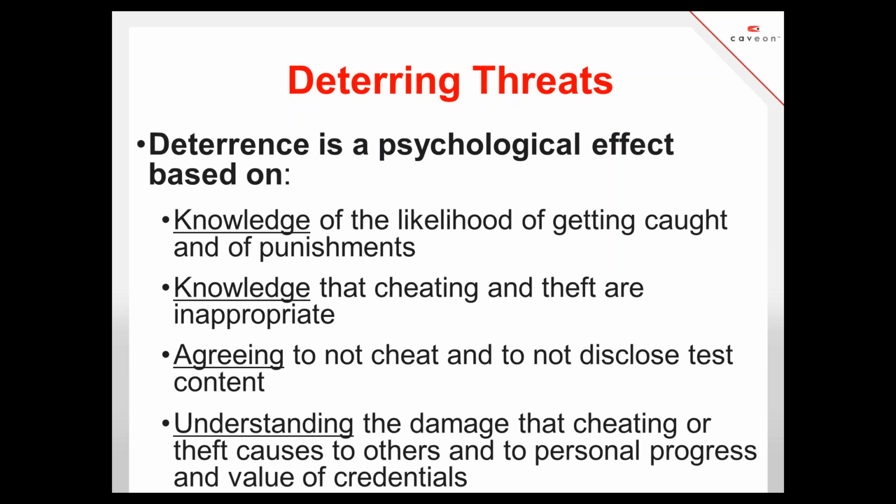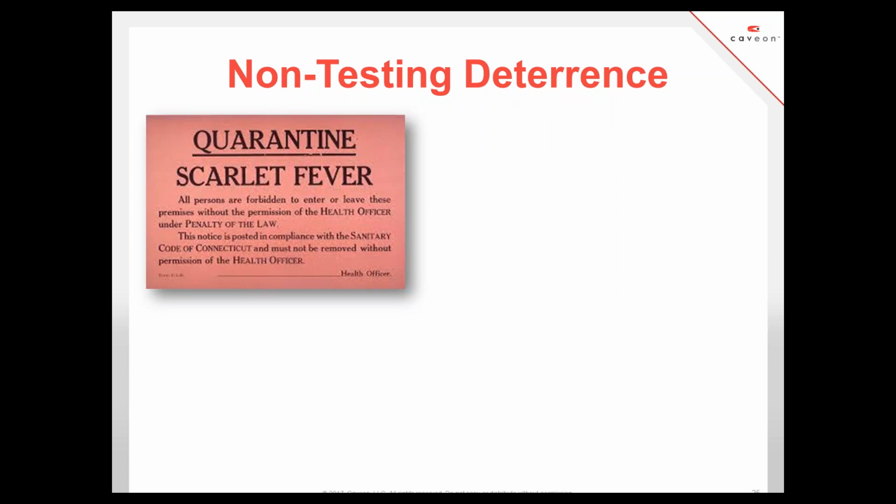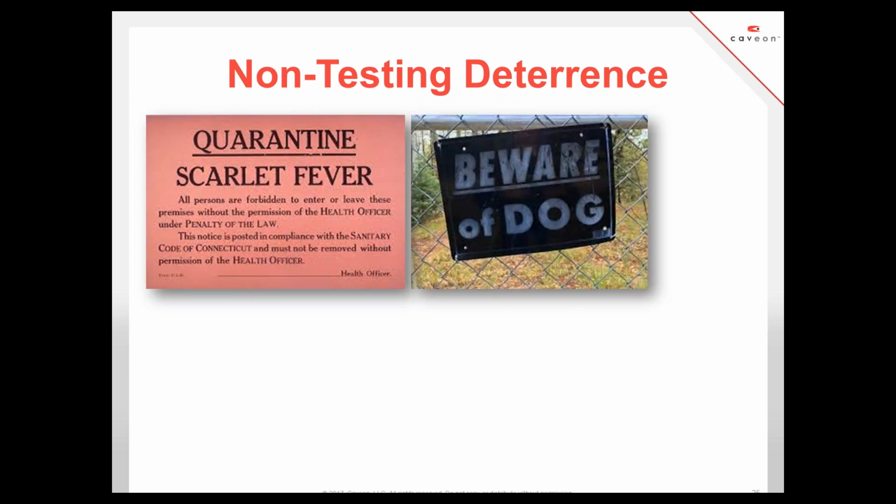Here are some non-testing examples. Obvious one, right? Scarlet fever here. Makes you want to turn and go the other way. Next one. Same effect. Beware of the dog. Even if you don't see the dog, the sign tells you enough. Next one.